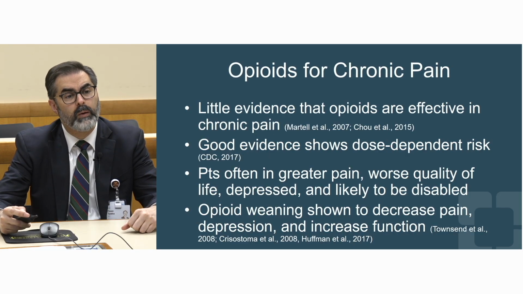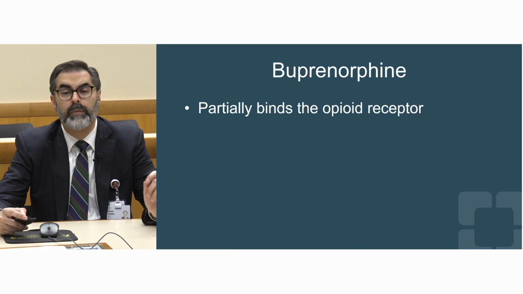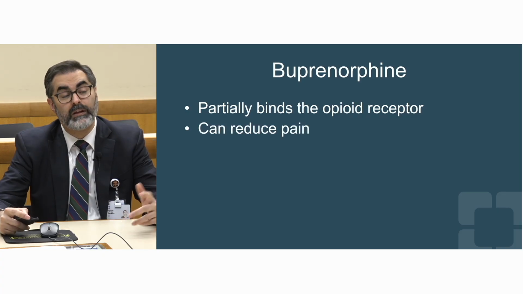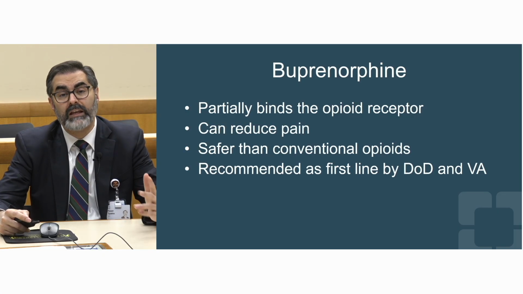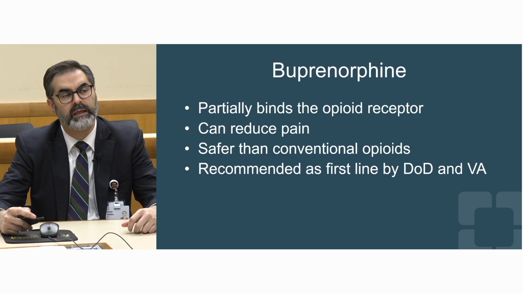There is a medication, however, that a lot of patients have been asking about recently, and that's buprenorphine. It is one of the main ingredients in another medication you may have heard of called Suboxone. Buprenorphine is an opioid, but it only partially binds the opioid receptor, unlike the other opioids that fully bind it. It can potentially reduce pain. It's safer than conventional opioids, and in fact, the Department of Defense and the Veterans Affairs groups recommend it as a first-line opioid for patients with chronic or refractory pain because of that. So this is something you could talk to your provider about potentially trialing.